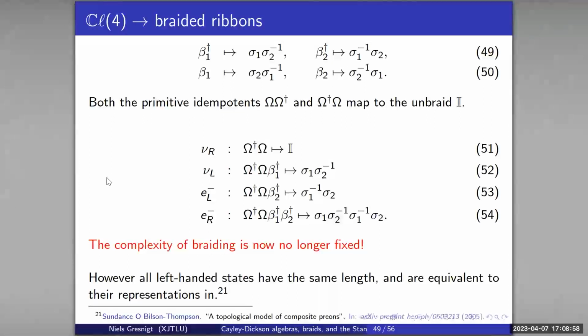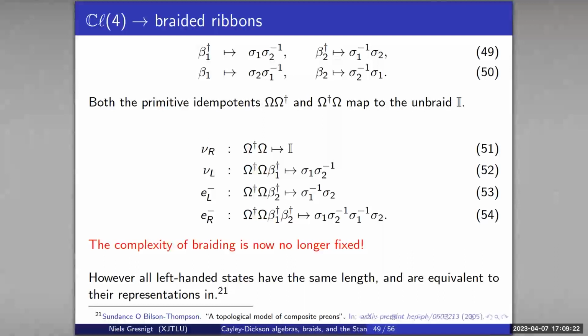So I've used the ladder operators, or the weight bases, from CL4, and I've mapped them to some braids in the braid group B3. Right, so this is actually a different braid group. Here we're using B3 and not the circular braid group. Again, you find that both the primitive idempotents map to the unbraid.